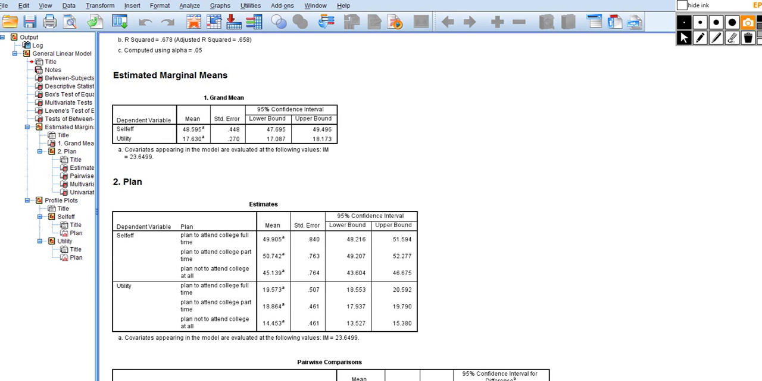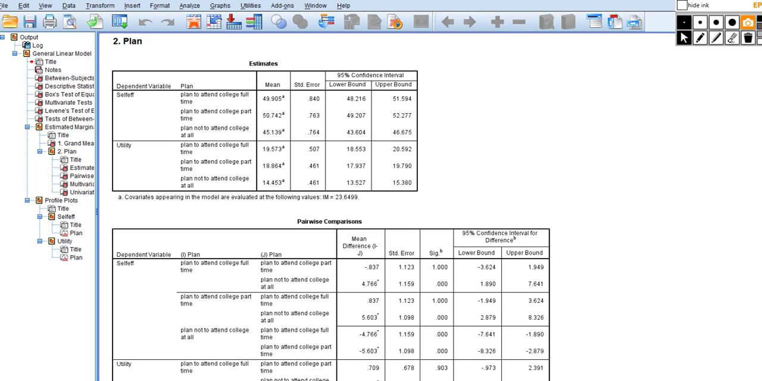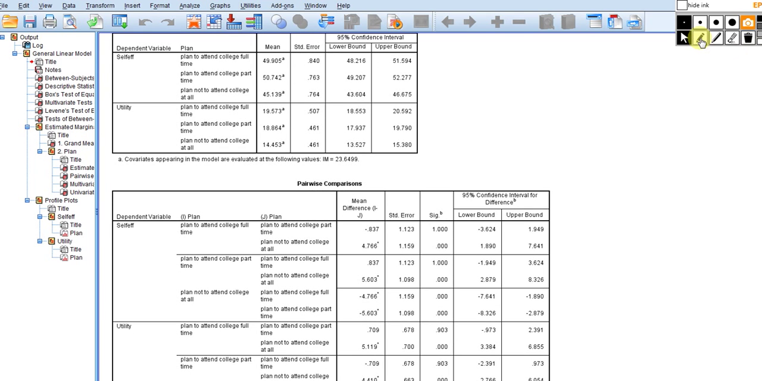So scrolling down, getting back to these adjusted means, you can see that the means on self-efficacy for both of the plan to attend college groups were higher than the mean for the plan not to attend college group. You see a similar pattern emerge for utility, only that you see a little bit more difference between the plan to attend college full-time group and the plan to attend part-time group. But again, those means are greater than the adjusted mean for the plan not to attend college group.